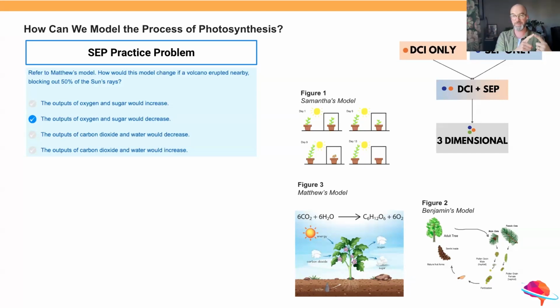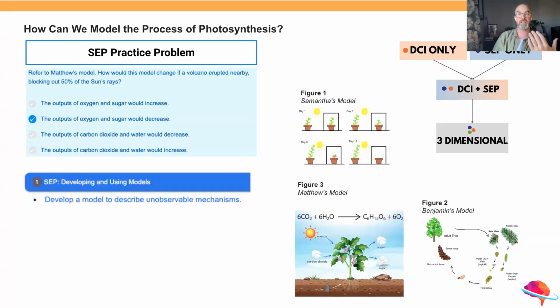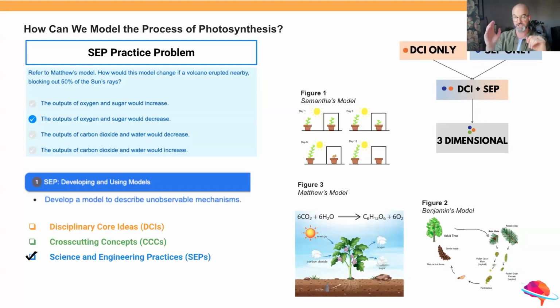And this question is not asking about the molecules that will be impacted by that, or what part of photosynthesis will be impacted. This is an inputs and outputs question using that model. And so here we're asking students just about the SEP of developing these models. We're not actually asking about photosynthesis at all. We're able to pare away the DCI and the cross-cutting concept.